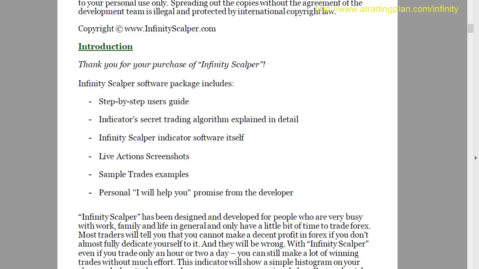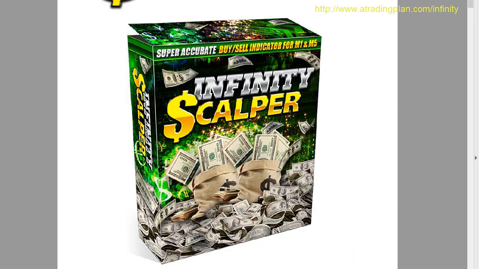Let's take a look at what you get. We get a step-by-step user guide. That's what I'm showing you right now. It's actually pretty good. Pips Wizard Pro came with one as well, and that was pretty solid. We've got the indicator software itself, and there's other details on this PDF that shows you how to install it, so you're not just sitting there looking at it in your folder and not knowing what to do with it. Live action screenshots, sample trades. And if you've got a problem, send him an email and he will work it out for you and get you started on this in the right way.